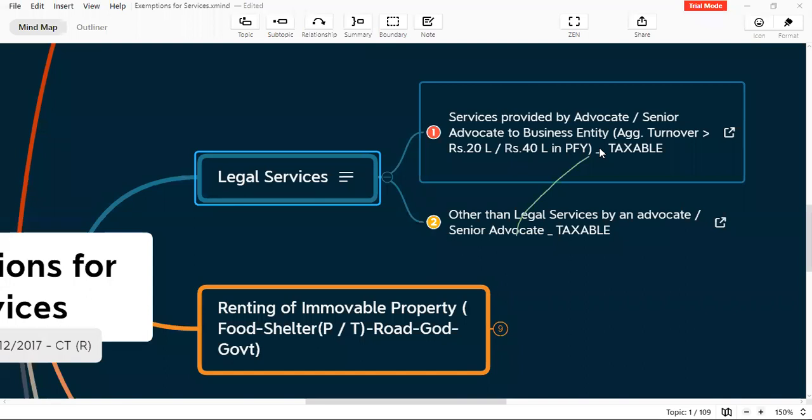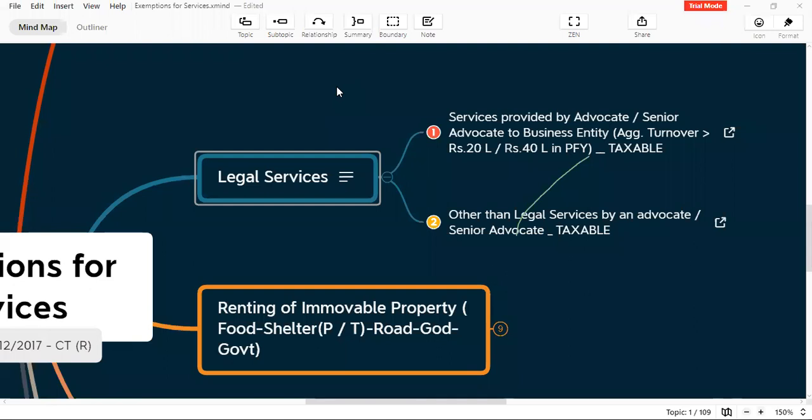Be clear, it's taxable. So what are the situations? Let us discuss. If an advocate provides services to a businessman, then that is taxable, provided the businessman's total business turnover in the previous financial year is more than the basic exemption limit in GST.